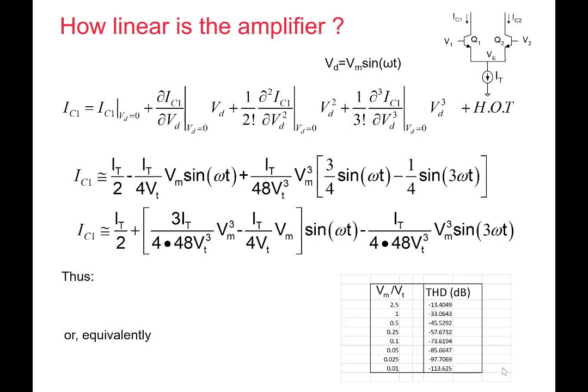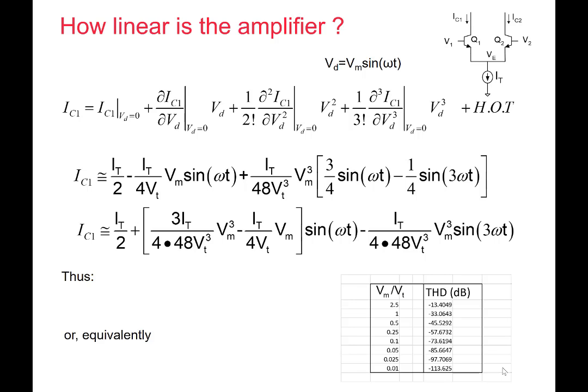The designer can't control it. For different magnitudes of input, for Vm over Vt of 2.5, THD is minus 13 dB. For Vm over Vt of 0.1, minus 73 dB. For Vm over Vt of 0.01, it's minus 113 dB. Is this linear down here? If you have total harmonic distortion minus 113 dB down, is that a high level or low level of distortion? Low level. A little low or really low? That's really low. It's a really low level of distortion.